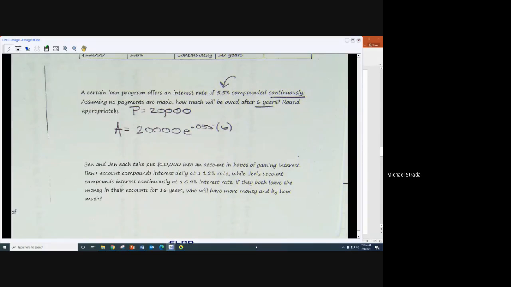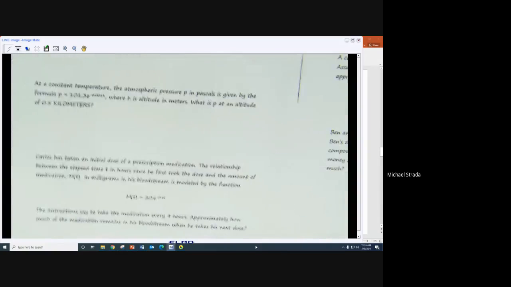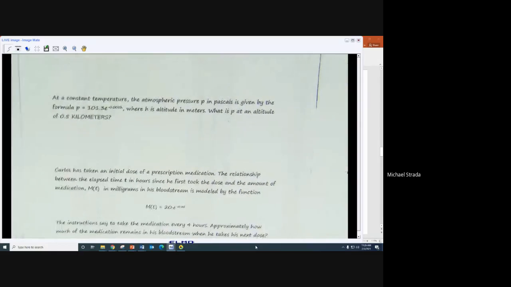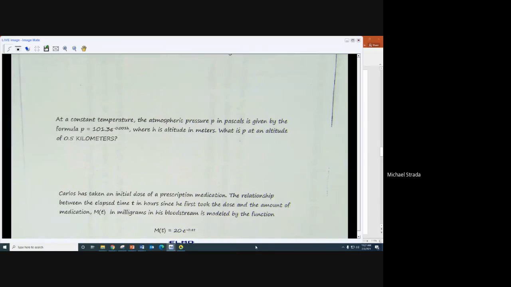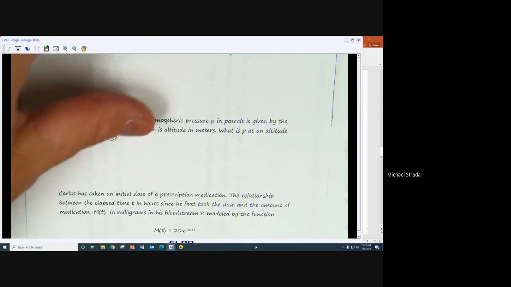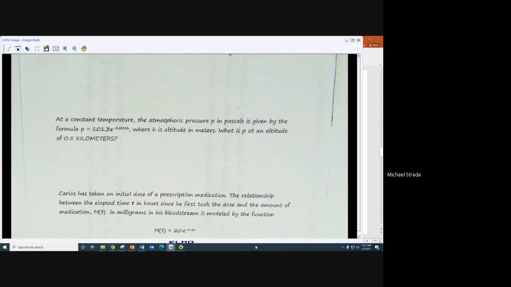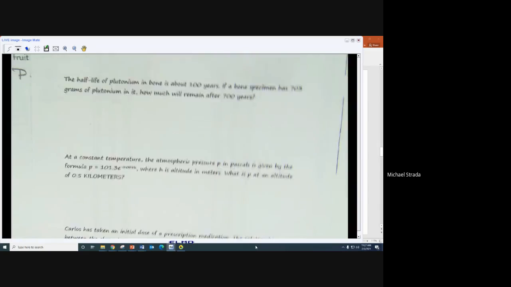Okay? The one underneath that deals with compounding interest as well. The two on the top of the next page are half-life problems. Like I said, just be careful about converting. The next two on that column deal with just continuous compounding formulas, but they give you the formula. You should be okay with that. Again, just show what you plugged in.